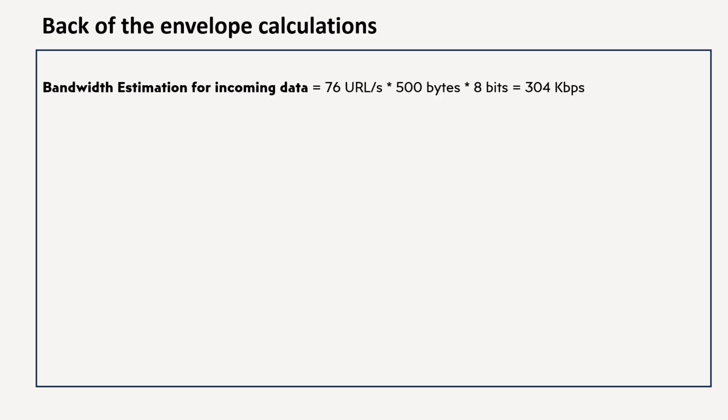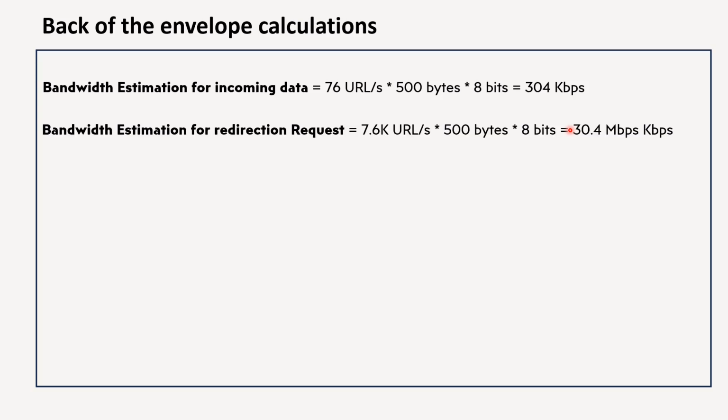Now we have to see what bandwidth we have to make sure is available in our system. So, bandwidth estimation for incoming data. We know that for shortening requests, we have 76 URLs per second, and every request is around 500 bytes. If you convert to bits, you get 304 kbps. So this much is the bandwidth required for the requests coming for short URL creation. Next is the bandwidth for the redirection requests.